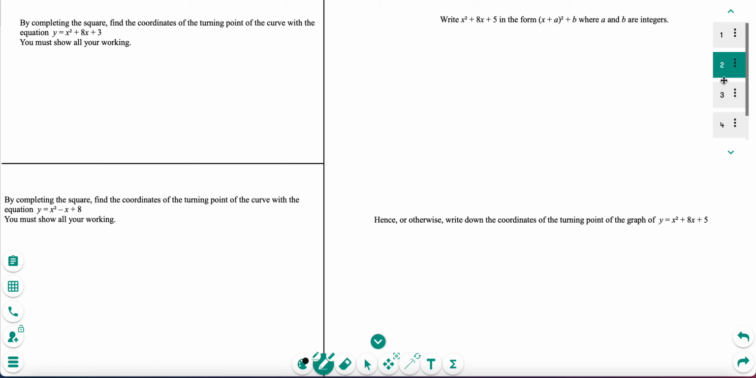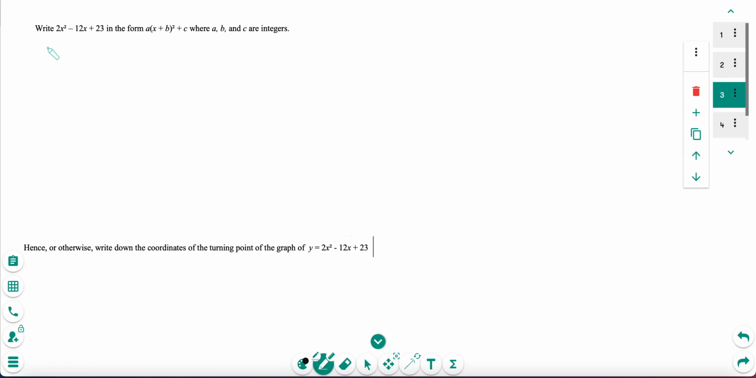So you can do these as practice. Here, write 2x squared minus 12x plus 23 in the form a brackets x plus b squared plus c, where a, b, and c are integers. Well, here is a quadratic, and here it's in complete the square format. Instead, there's now a number in front of the x plus b squared. So if you're given a quadratic and you're asked to write it in this format here, you're also going to be asked to complete the square.